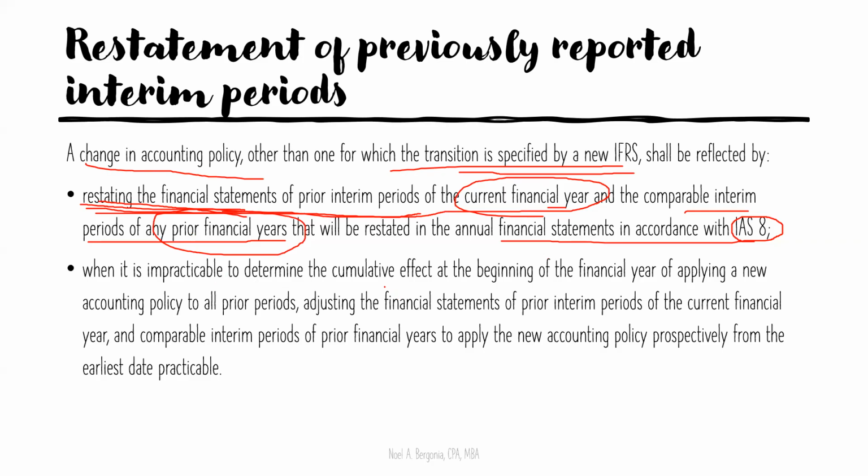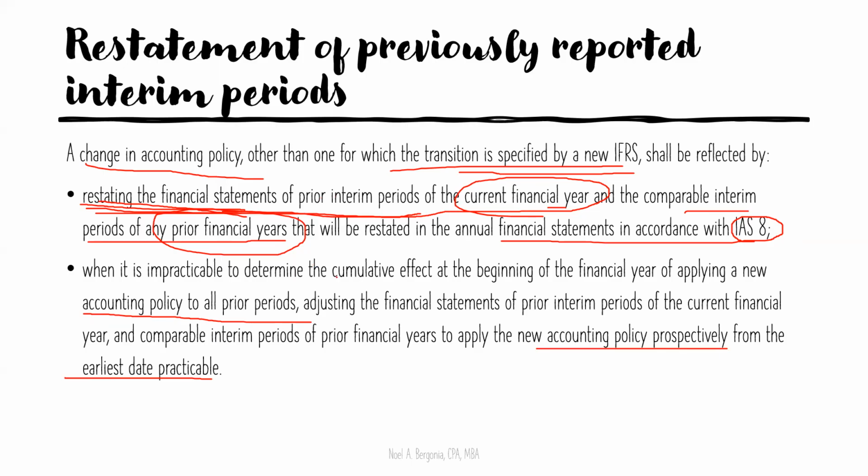Moreover, when it is impracticable, okay, to determine the cumulative effect at the beginning of the financial year of applying the new accounting policy to all prior periods, okay, so adjusting the financial statements of the prior interim periods of the current financial year and comparable financials should be applied prospectively from the earliest date practicable. So, ayun po, may mga cases kasi na impractical na po mag-restate, kasi baka super daming i-restate in the previous period.